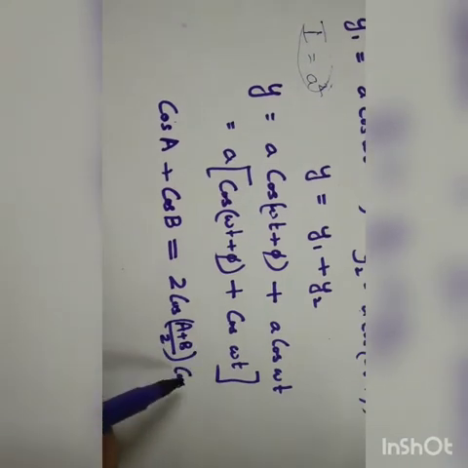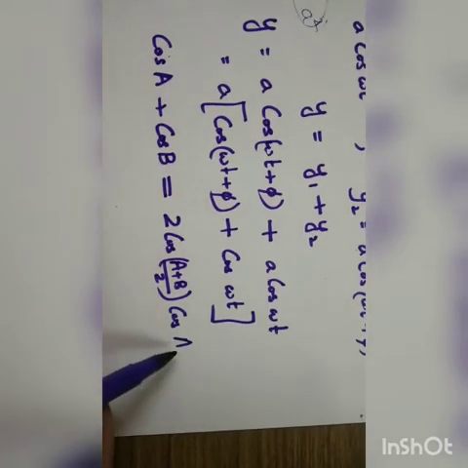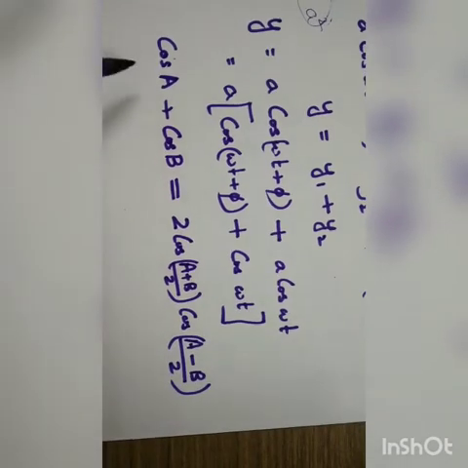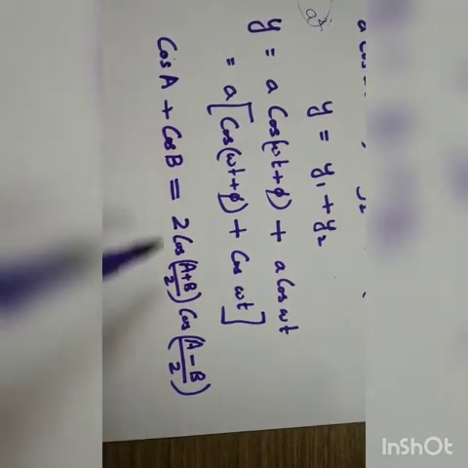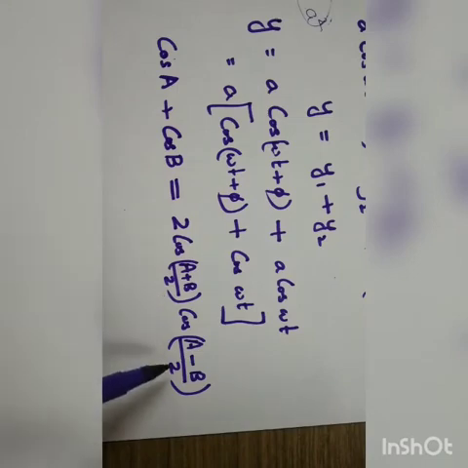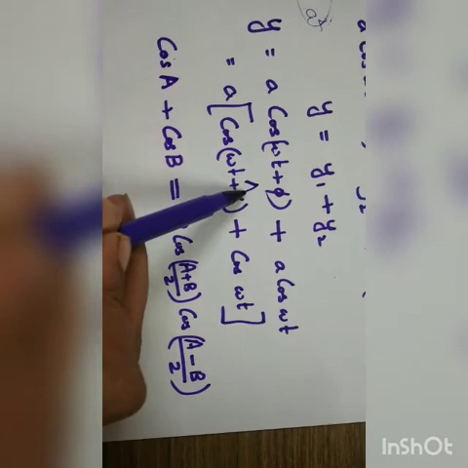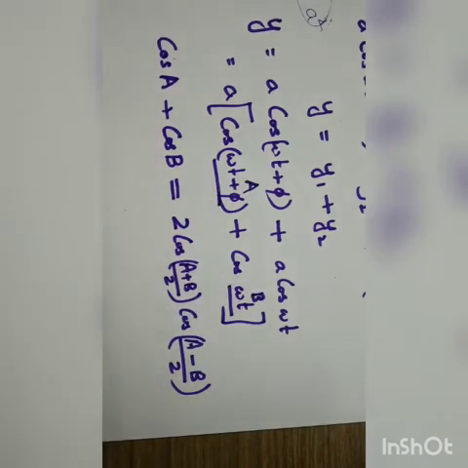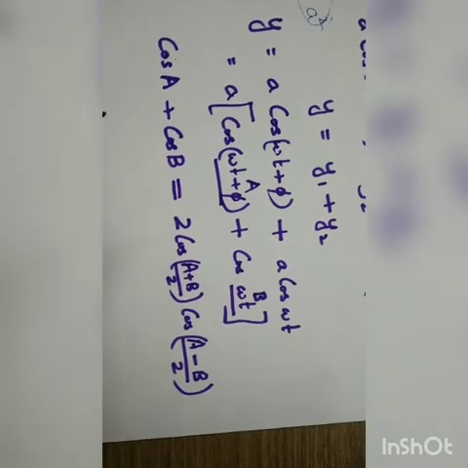cos A minus B by 2. So this is the formula for cos A plus cos B: 2 cos A plus B by 2 cos A minus B by 2. Here, which one is A? This one is A. This one is taken as B. Okay. Let us apply this formula here.